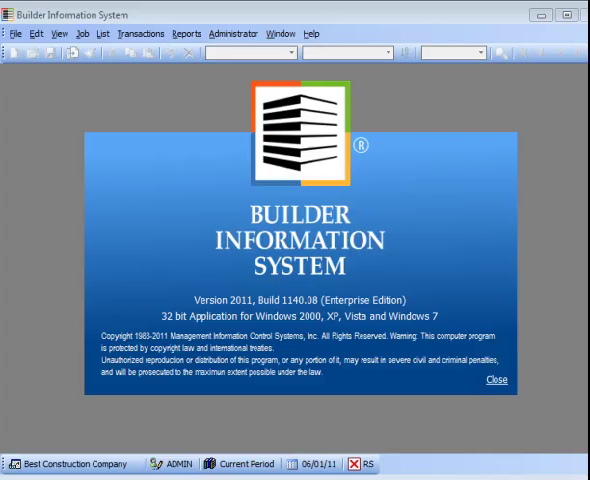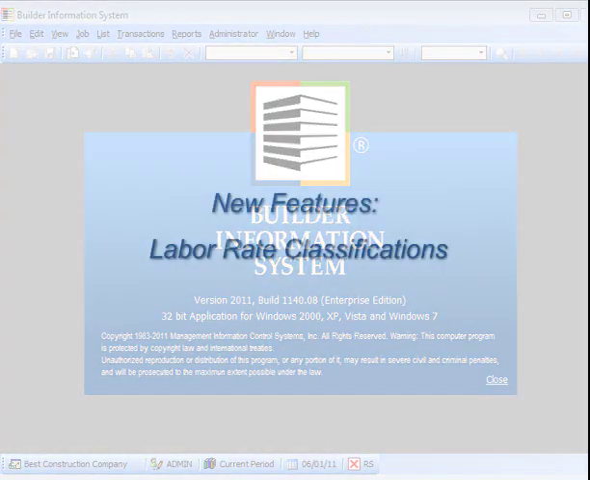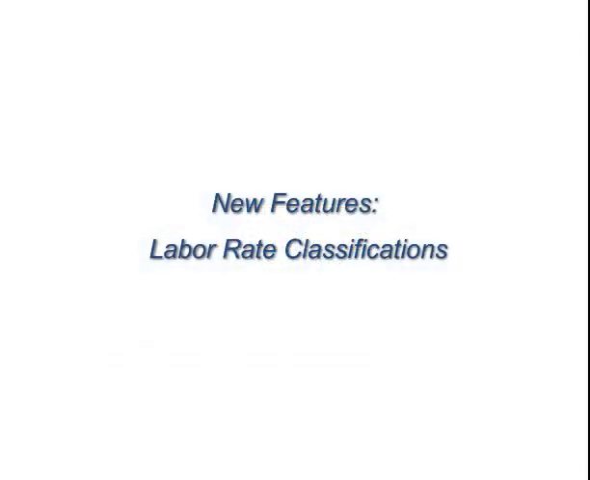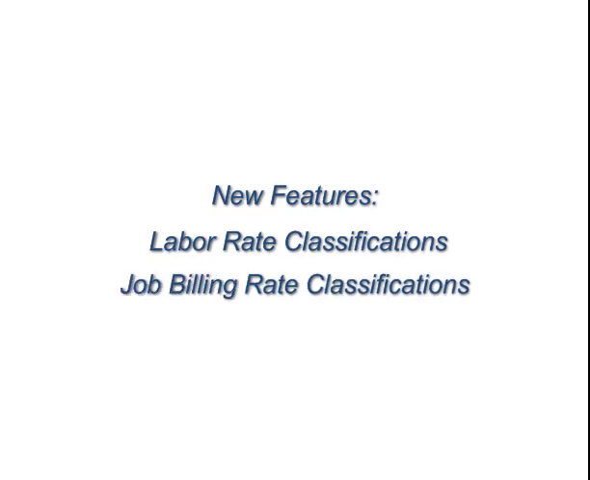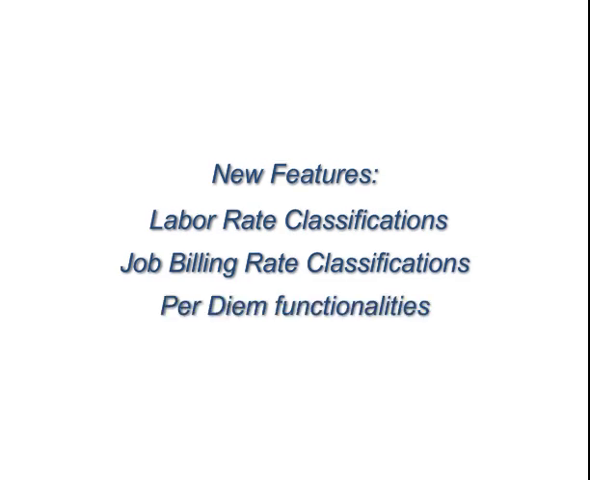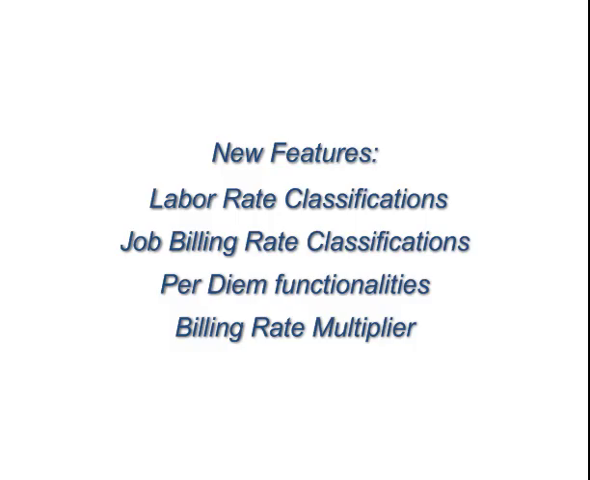Additional new features have been added, including employee labor rate classifications and the ability to have job-specific labor rate classifications for billing. There is also an expanded per diem functionality that allows for job and classification-specific per diem allowances and a job-specific billing rate multiplier in addition to time and materials markup features. These features will be covered in other training tutorials.